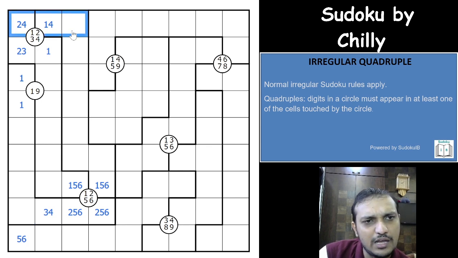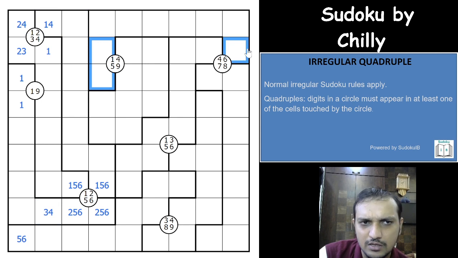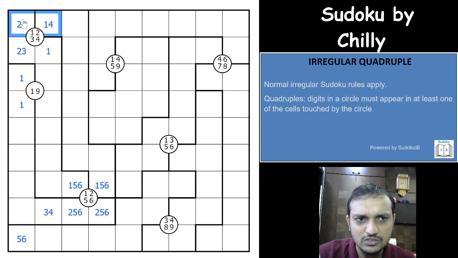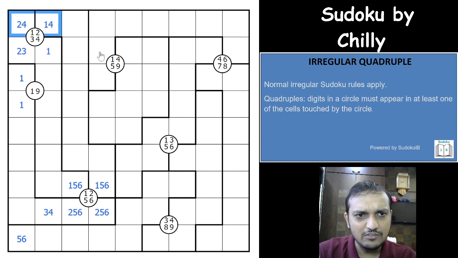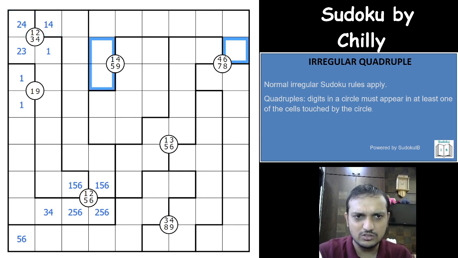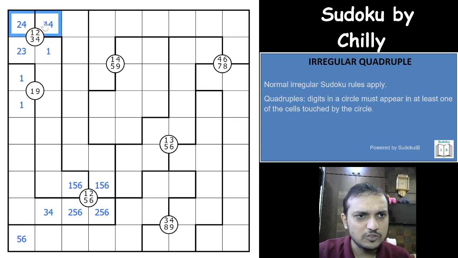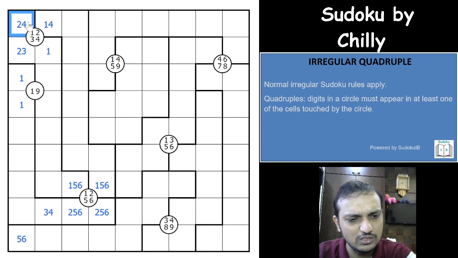Same way, whatever I have, these 3 digits would have to be here. Oh, that's a nice logic, guys. If you see here, these 2 digits cannot be 2 and 3, because whatever I have here would have to be one of these 3 cells, and these 3 cells are neither 2 nor 3, right? It is 4 6 7 8, it is 1 4 5 9, which means 2 and 3 cannot be here. So this cell is not a 2.